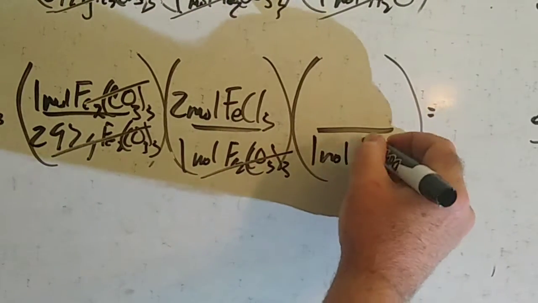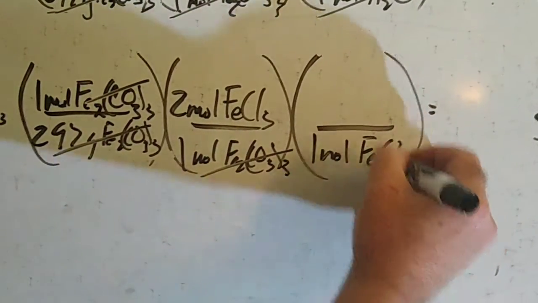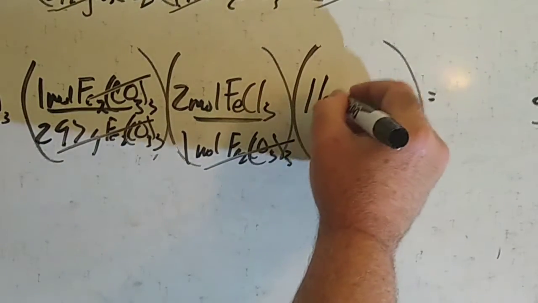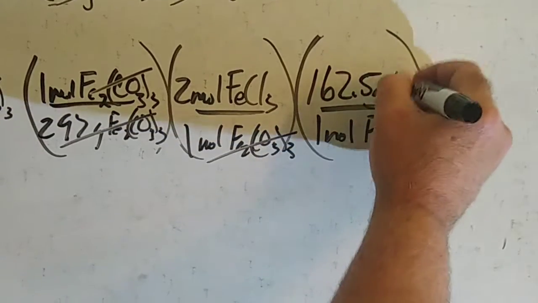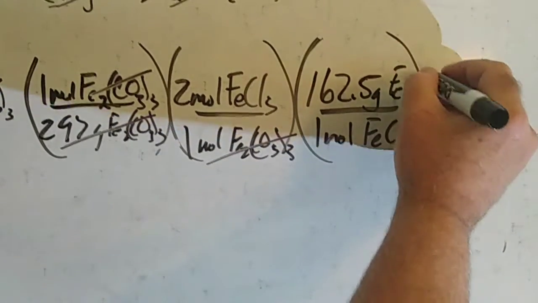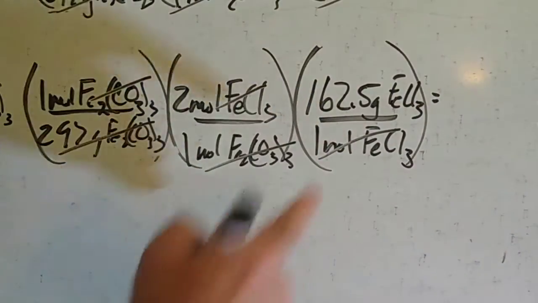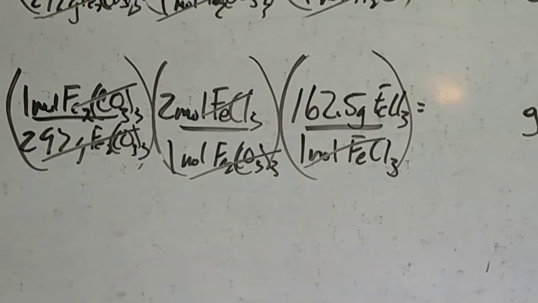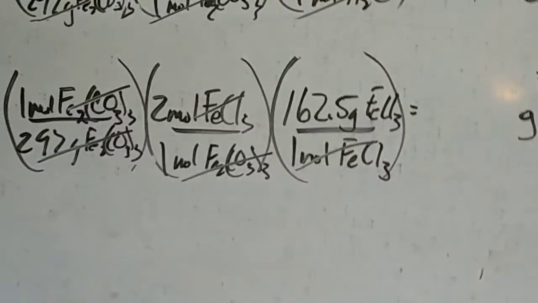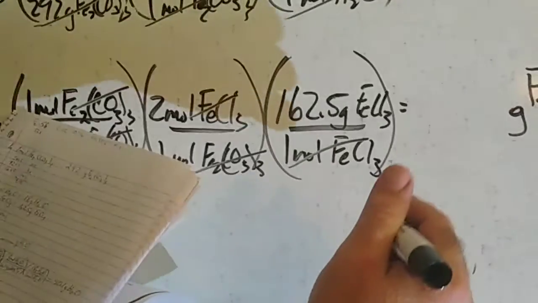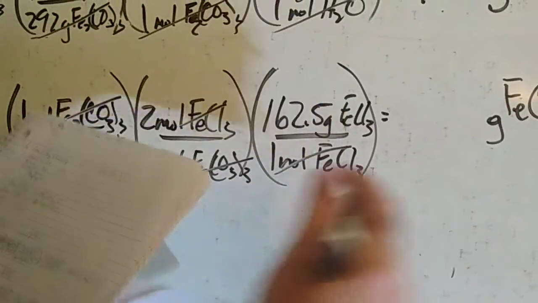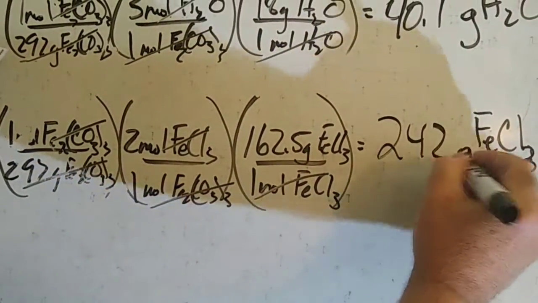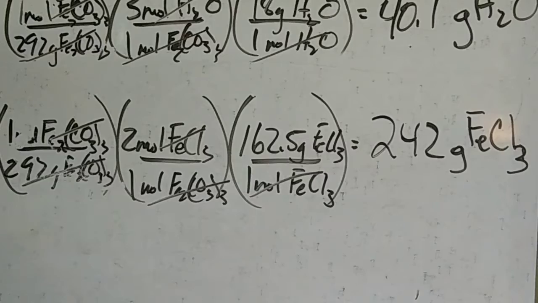1 mole of iron 3 chloride is equal to, it's going to give us a decimal number on this one, 162.5 grams of iron 3 chloride. Moles cancel out. Again, why is that a 0.5? Because chlorine is 35.5, and that's what we use for that one. Should come up with an answer of 242 grams of iron 3 chloride.